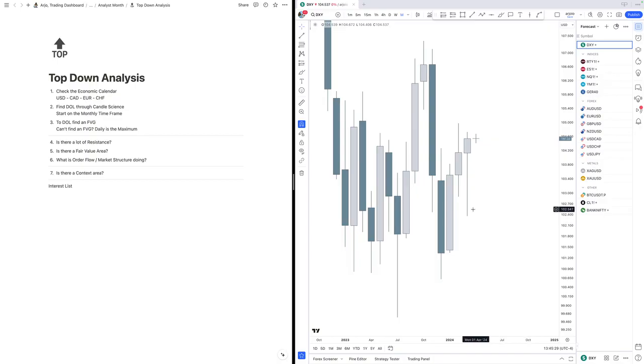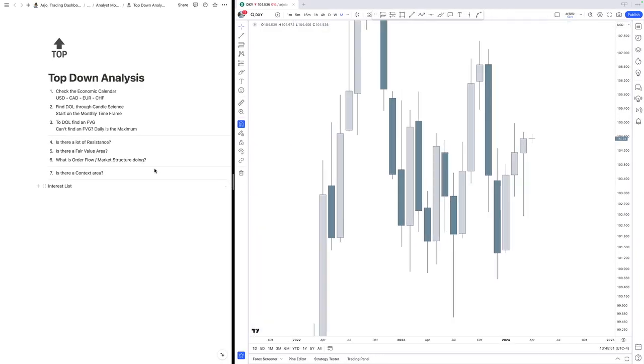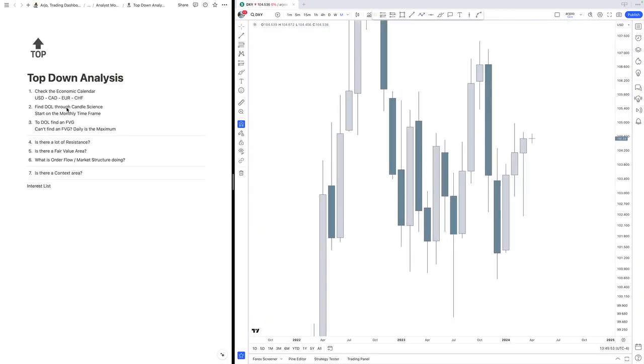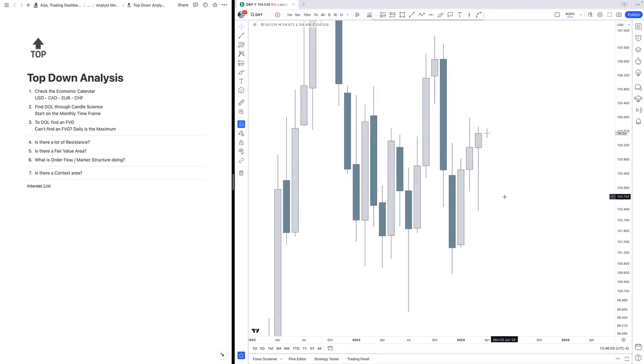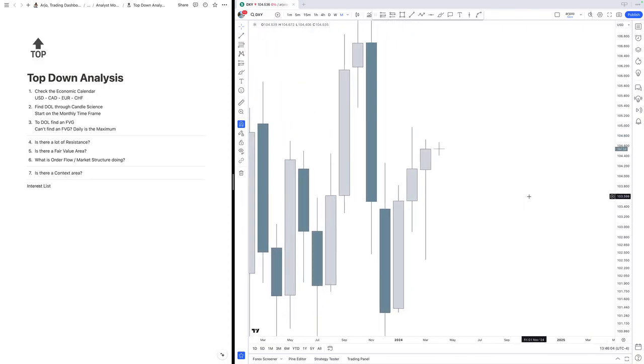So before we go into the crosses, we need to understand how we approach this forecast list, which by the way, you can also find above this video. Now, first things first, we have gone over the economic calendar. So what is the next thing we need to go over? We need to find the drawn liquidity through candle signs. Start on the monthly time frame. This is how I approach it. So I start on the monthly time frame, and through candle signs, I find the drawn liquidity.